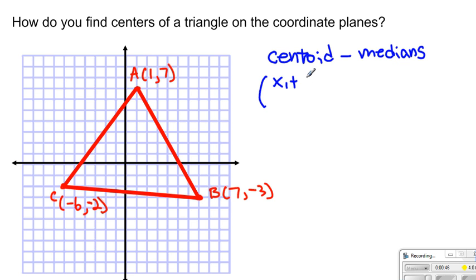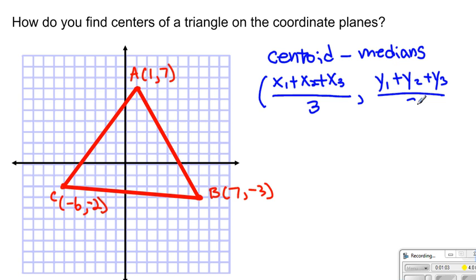x1 plus x2 plus x3, meaning you add all the x values and divide by 3, meaning getting the average of the x values, and y sub 1 plus y sub 2 plus y sub 3, all over 3. That becomes the centroid.